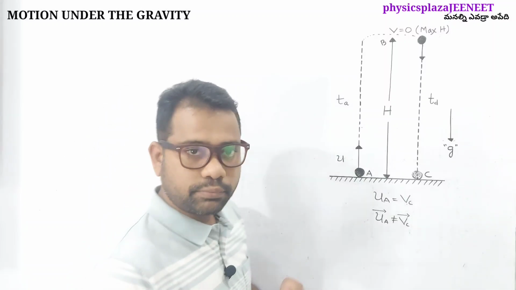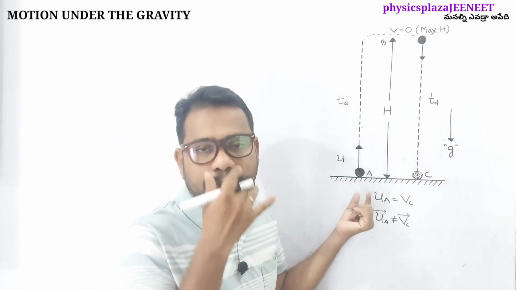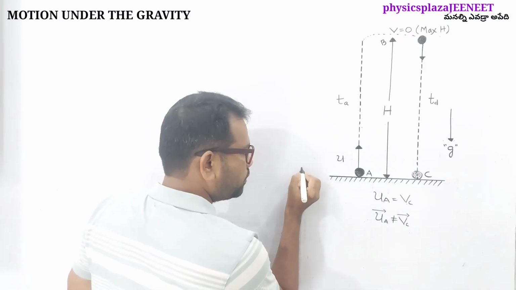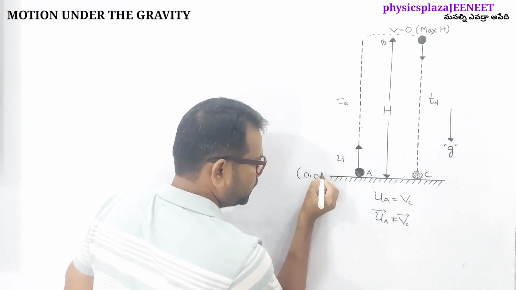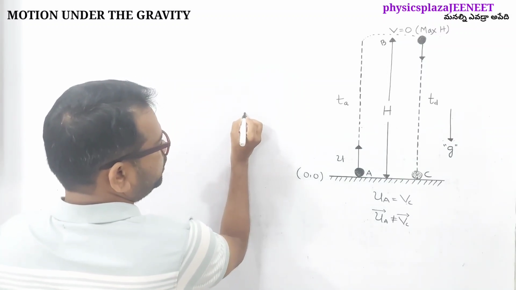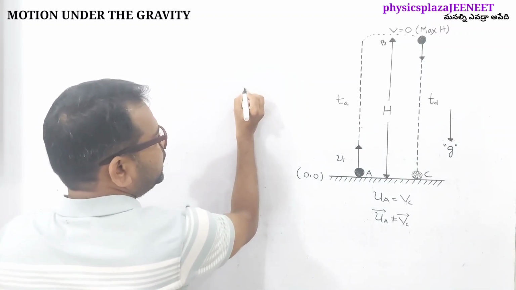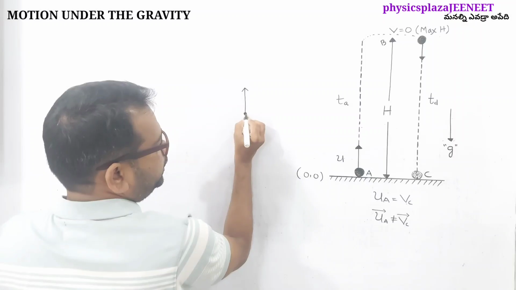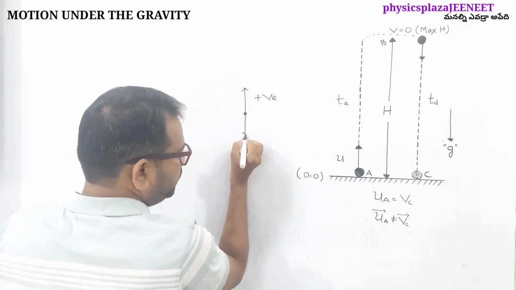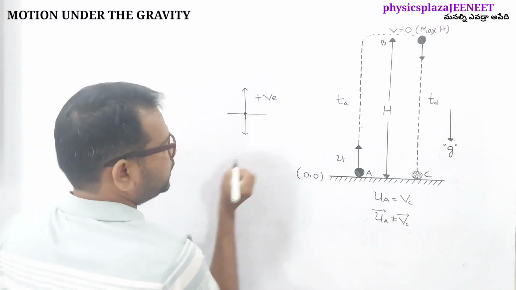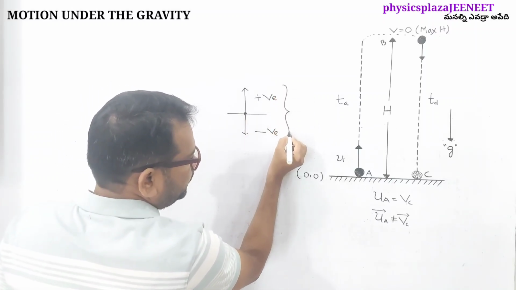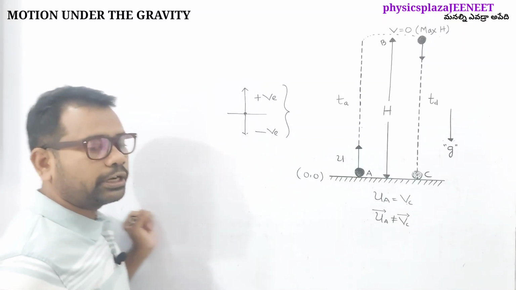Children, let us assume that an object of some mass m is thrown from this ground. Here this ground is our reference point. As we all know, measurements taken above this reference point are taken as positive, and below this reference point or reference line are taken as negative. We should keep this point in mind, then only the concepts will be very clear to us.